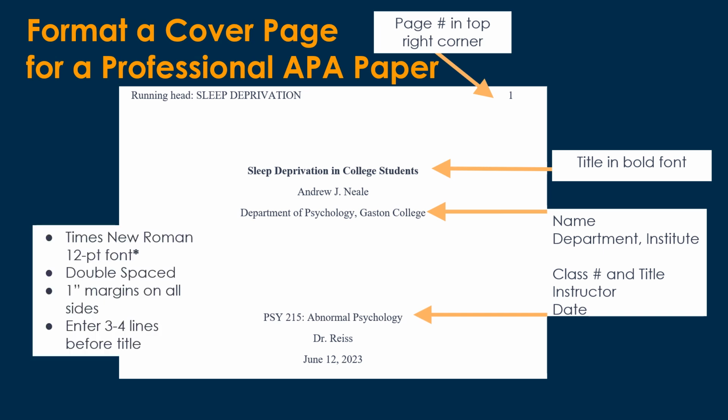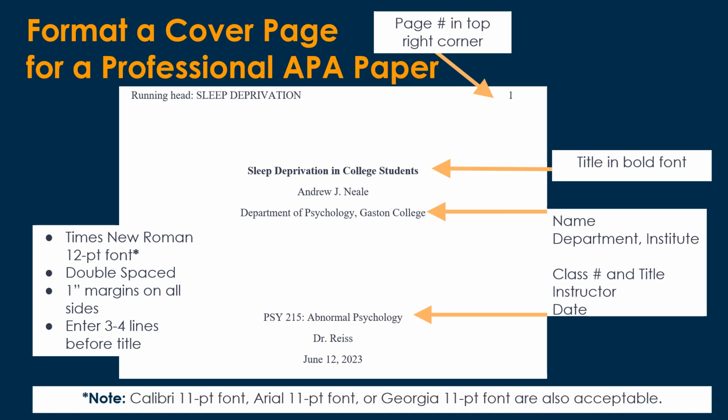As with a student paper, these elements should be typed in Times New Roman 12-point font, double-spaced, with 1-inch margins on all sides. And again, you will need to hit enter 3 to 4 times before you type the paper's title. Finally, as with a student APA paper, Calibri 11, Arial 11, and Georgia 11 are all acceptable fonts, along with the standard Times New Roman 12.